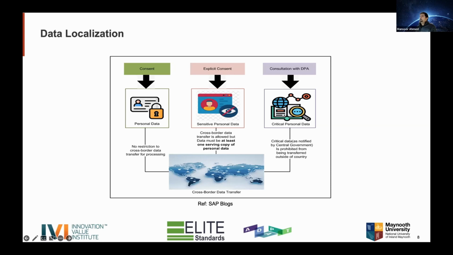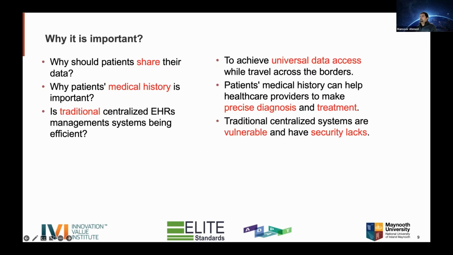And the critical personal data, which is basically related to the government, is prohibited from being transferred outside of the country. Those regulations do not allow them to transfer. So those kinds of critical personal data cannot be shared with other countries. But in some cases, for example, health-related data, that can always be shared with a third country, or the cross-border transfer can be done with that.